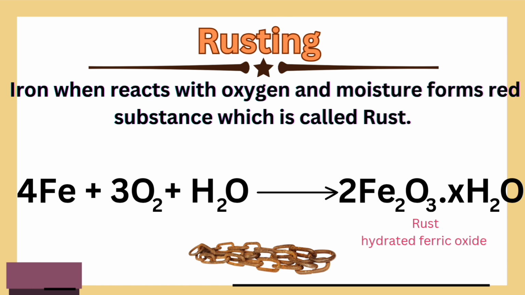Next important, rusting. When iron reacts with oxygen and moisture, that forms a red flaky substance which is known as rust. This is the reaction: 4Fe + 3O2 + H2O gives rise to 2Fe2O3·xH2O. This is known as hydrated ferric oxide.